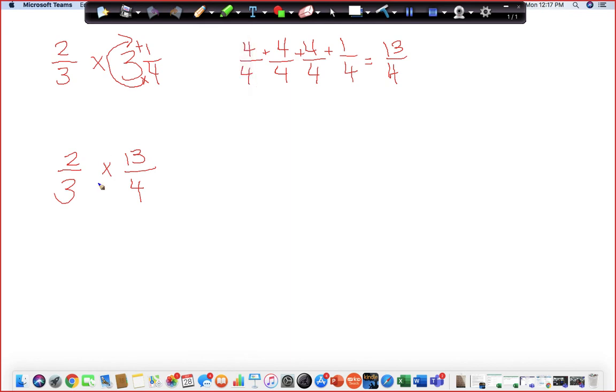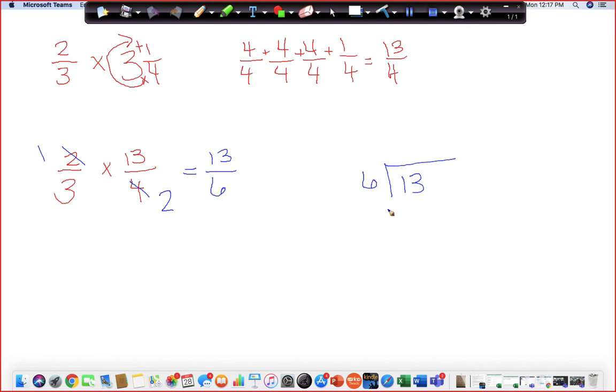So now we can cross cancel, cross divide diagonally. 2 goes into both 2 and 4, so we'll divide these both by 2. 2 divided by 2 is 1. 4 divided by 2 is 2. I cannot cross cancel this way, so now we just multiply straight across. 1 times 13 is 13, and 3 times 2 gives us 6. I do have a bigger number on top.